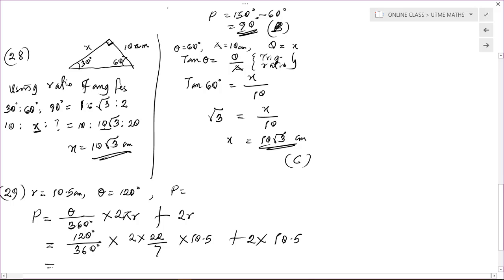In this case, it means that we have 120 in 360, we have 3. Then 3 here 1, 3 here 3.5. 7 here 1, 7 here 0.5. So in essence, 2 times 0.5 is 1 times 22, we have 22 plus 2 times 10.5 is 21. So our final answer is 43 centimeter. So let's check it.